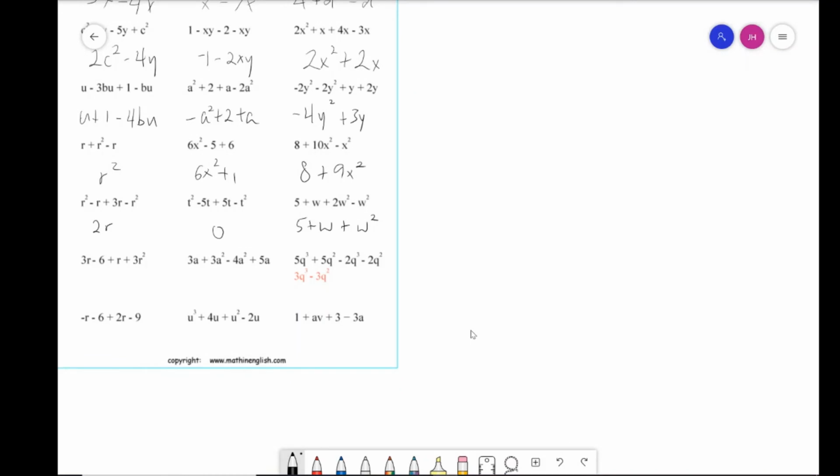Next I have 3r minus 6 plus r plus 3r squared. Let's see what we can combine here, which is the r. So 3r plus 1r is 4r minus 6 plus 3r squared.